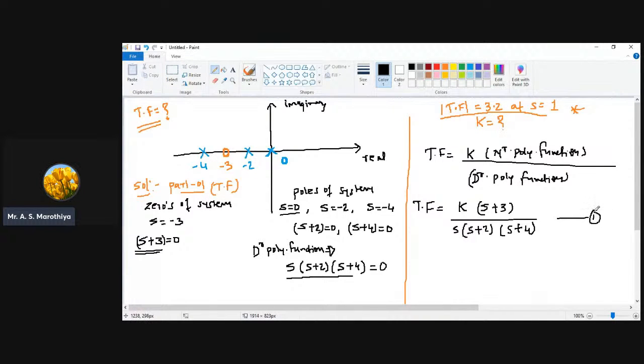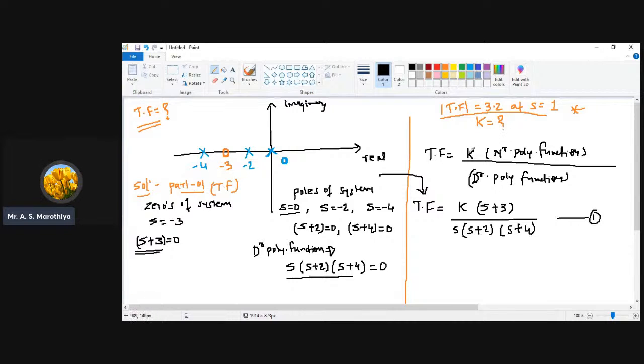Let this be your equation number 1. So equation number 1 indicates what? The expression of the transfer function of a system whose pole-zero representation in the S-plane is known to us. And from this pole-zero representation of a system in the S-plane, we have found the mathematical expression of the transfer function, which is nothing but k times (s plus 3) whole divided by s into (s plus 2) into (s plus 4). I hope this is understood by everyone.